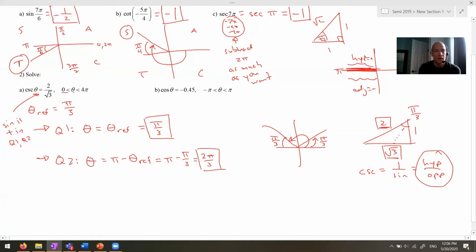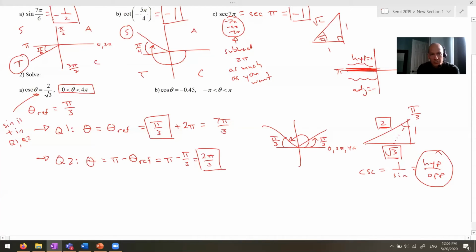Now, if you look at the domain restriction, we can go between 0 and 4 pi, which means we can do a full rotation around. You can go 0, 2 pi, 4 pi. So we can do like a full rotation and a little extra. So we have to add in the possible answers for 1 extra rotation. So also, we're going to add 2 pi to this because we're getting another full rotation, and we can have, what's that, 7 pi over 3 as well.